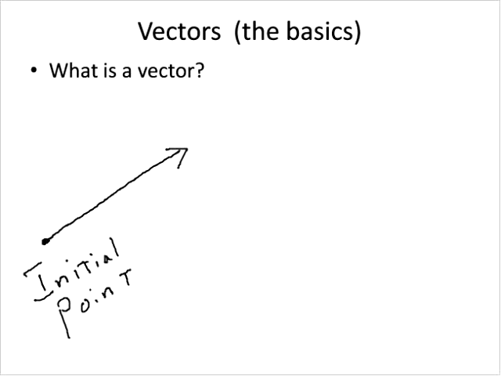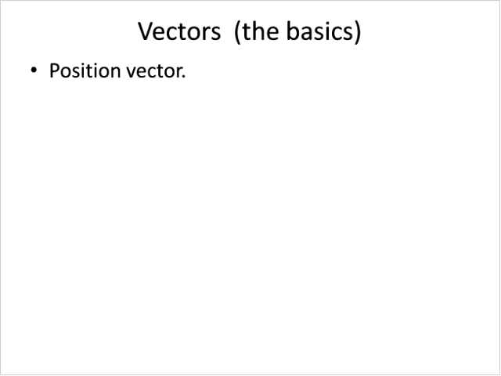So I could have vectors going off in different directions. Here's another one going in a different direction. I have all kinds of different vectors. Now, what we're going to do to standardize these is make them what are known as position vectors.